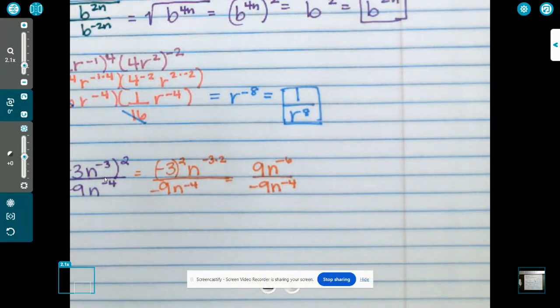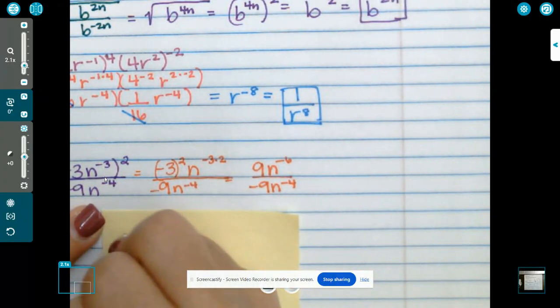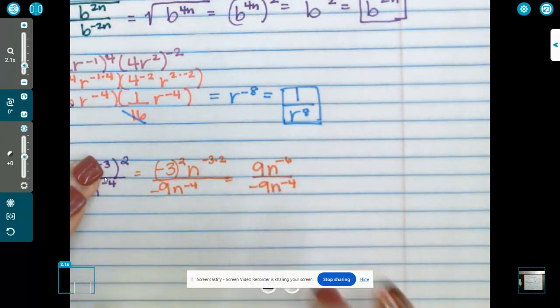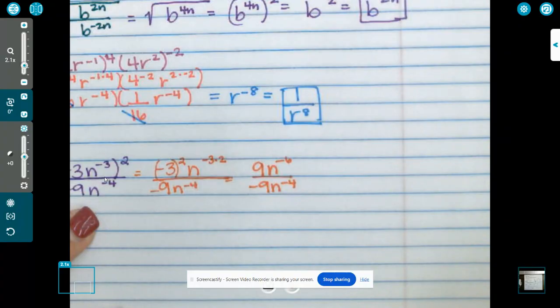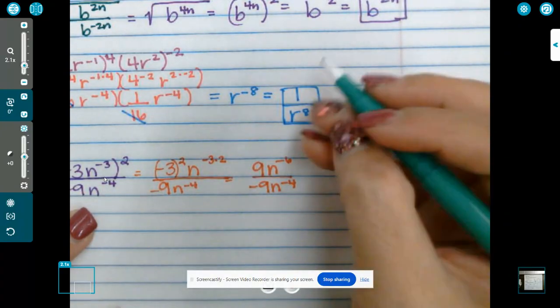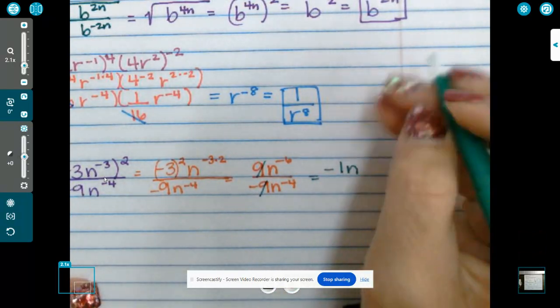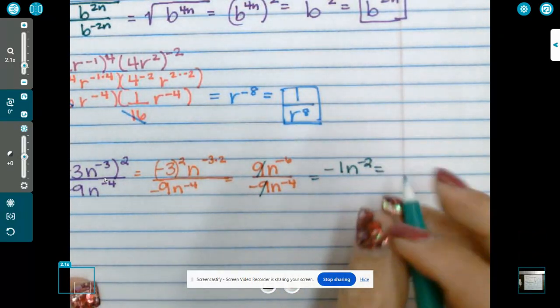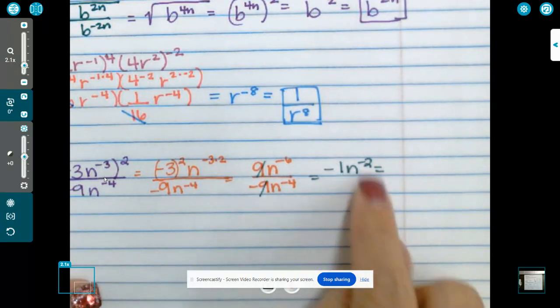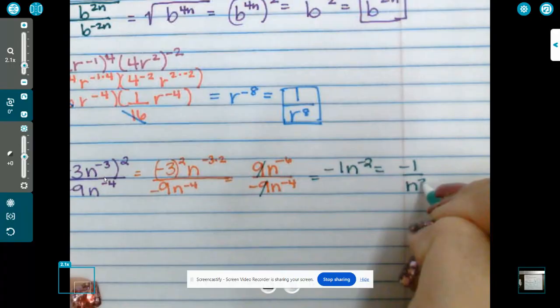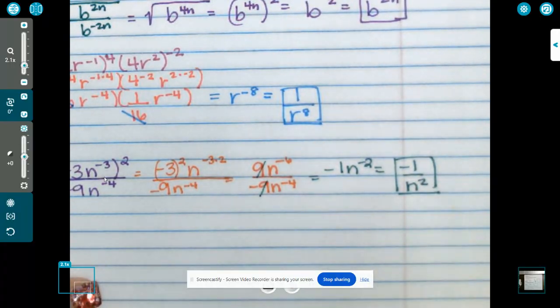All right, and then if I bring out, oh, I need a new sticky note. Okay, if I do negative 6 minus negative 4, that's going to give me negative 2. So even if my 9's cancel, sorry, that gives me the negative 1. It's going to be n to the negative 2. And again, we cannot leave that negative exponent as the answer. Negative 1 stays on the top, and that n to the negative 2 moves to the bottom.